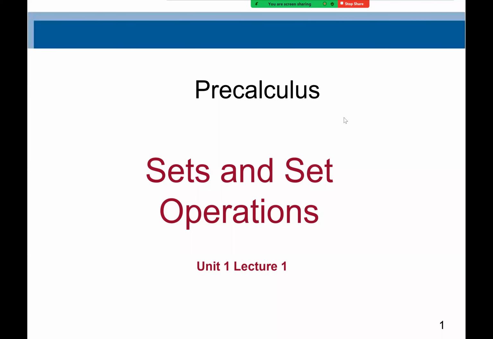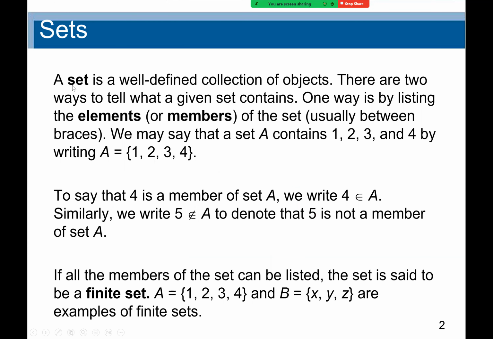Again, welcome to Precalculus course. In these lectures, we are going to cover the sets and also set operations. So we start with what is a set, and here we have the definition. So we say a set is a well-defined collection of objects.